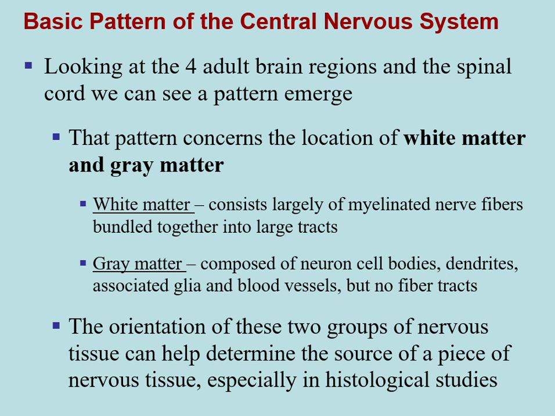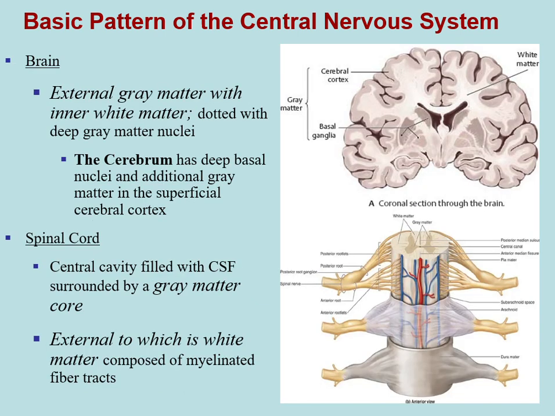The white matter with its myelin appears lighter, so white, in comparison to the darker gray matter. And the orientation of these two groups of tissue in the brain and spinal cord can let you know what type of tissue you're looking at, especially in histological studies. So for example, here we have a brain and spinal cord image. We have a cross-section of both, and in the image at the top, we can see outer gray matter and inner white matter for the brain. But the brain also has basal ganglia, so it has this inner deep gray matter. Whereas the spinal cord has inner or internal gray matter and external white matter.